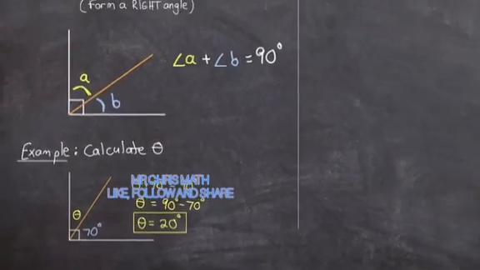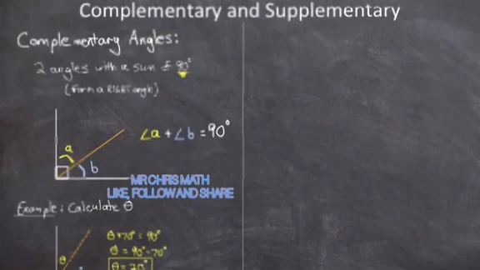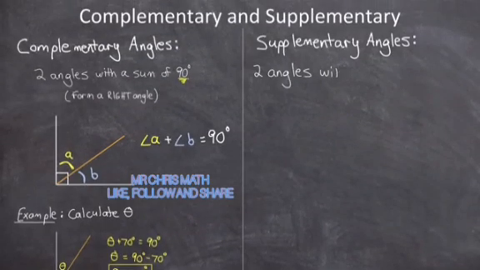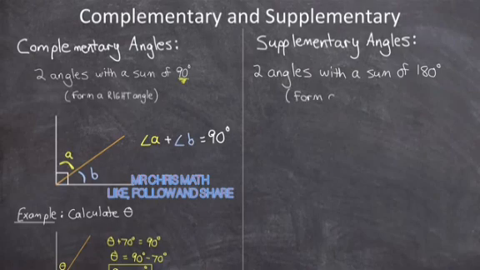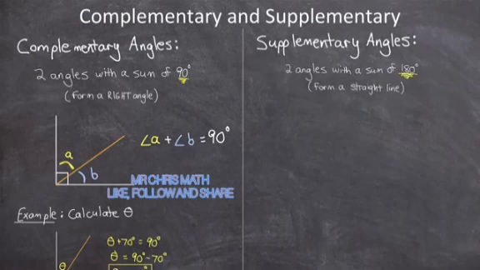Now I will zoom out and we'll talk about supplementary angles. Supplementary angles are two angles with a sum of 180 degrees. When supplementary angles are combined, they form a straight line.